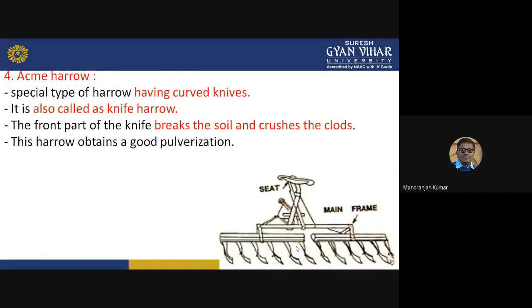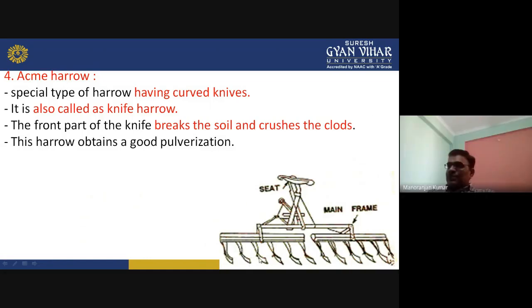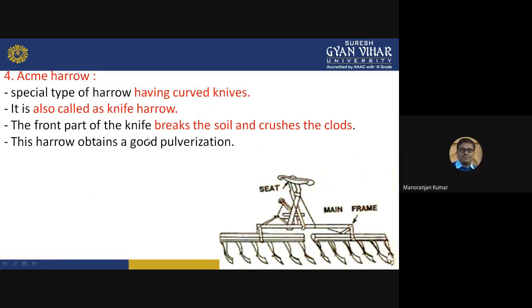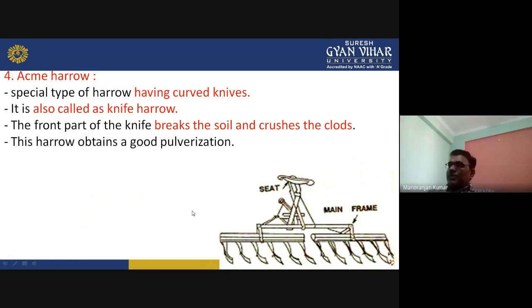Now, the other type of harrow is the acme harrow. Okay. This is a special type of harrow having a curved knife. You can see this one. This is the acme harrow. Curved type knife is this one. That's why this type of harrow is also known as knife harrow. The front part of the knife breaks the soil and crushes the clod. This harrow obtains a good pulverization.